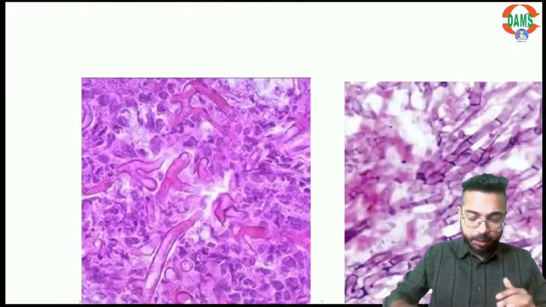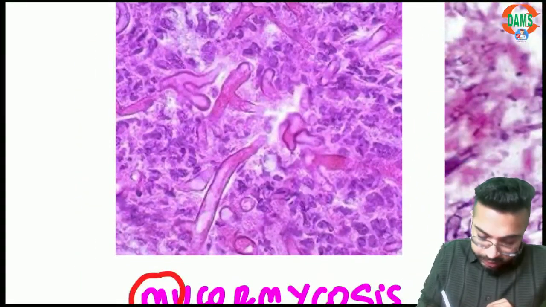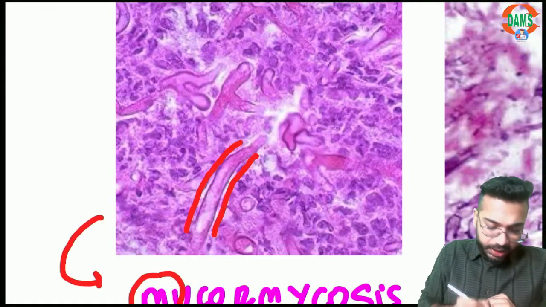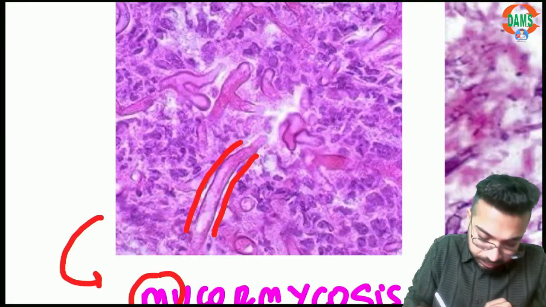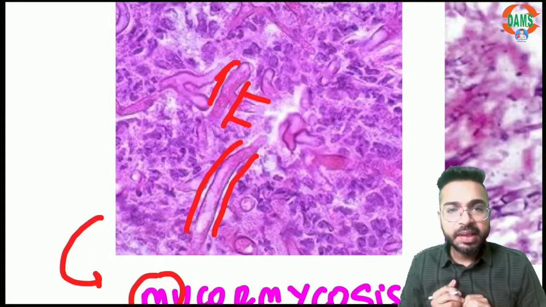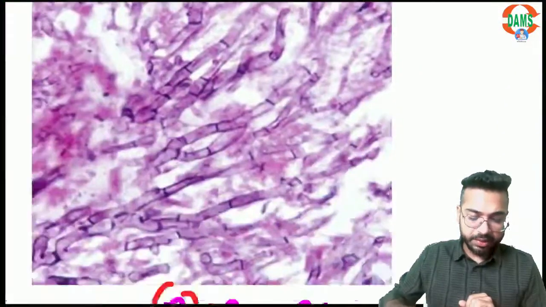Look at the first image. What will you say? Which is the first one? It is so thick. Do you see any apps? You don't see any apps. So it has to be mucormycosis. 90 degree angle branching. Thick without any apps. It is mucormycosis.